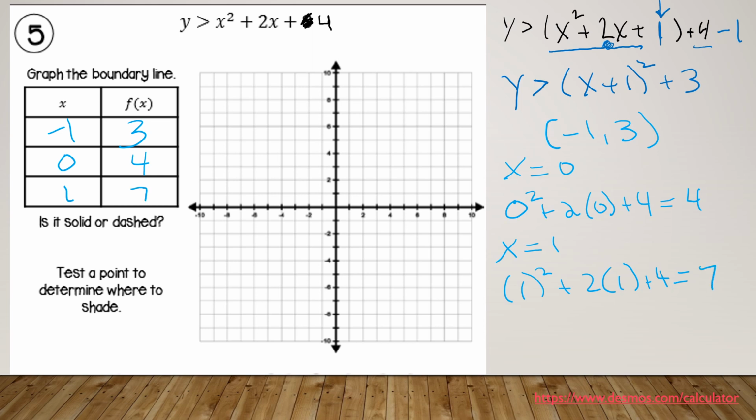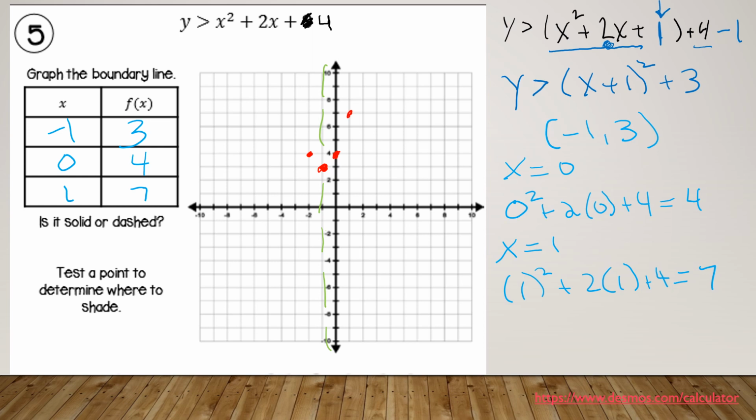So we have our points. We can now plot our vertex at negative 1, 3. And I'm going to draw in my axis of symmetry because that will help me get 2 additional points from what I already have. And so 0, 4, and then it will reflect. Our next point is 1, 7. So let's see, 4, 5, 6, 7.